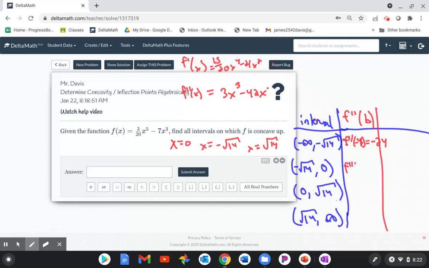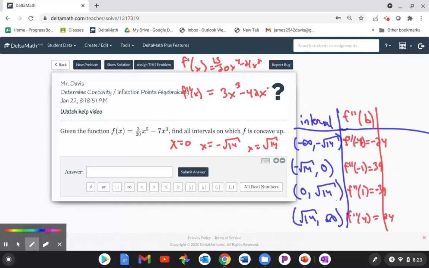Okay, next I'm going to do f double prime of, let's just say, negative 1. That's a positive 39. Let's do f double prime of just positive 1, which works, since it's on the next interval. It's negative 39. And let's just do 4 for the last one. f double prime of 4 is positive 24. All right, so we had a negative, positive, negative, positive.